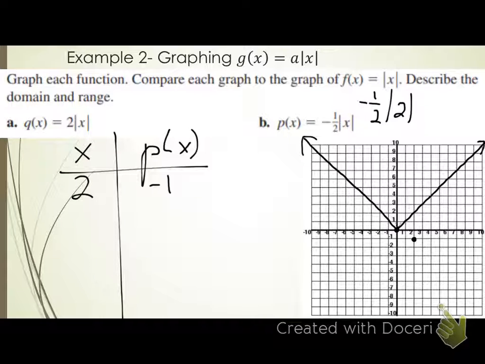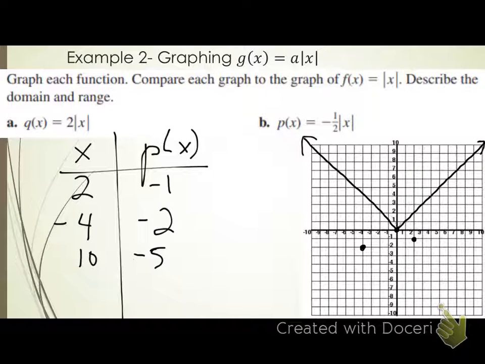It's another good one. Negative 4. What's the absolute value of negative 4? 4. What's 4 times negative 1/2? Negative 2. It's negative 4, negative 2. It's another good one. 10. What's the absolute value of 10? 10 times negative 1/2? Negative 5.